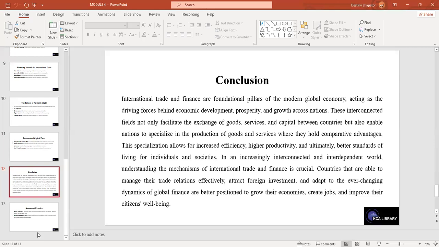In an increasingly interconnected and interdependent world, understanding the mechanisms of international trade and finance is crucial. Countries that are able to manage their trade relations effectively, attract foreign investments, and adapt to the ever-changing dynamics of global finance are better positioned to grow their economies, create jobs, and improve their citizens' well-being.